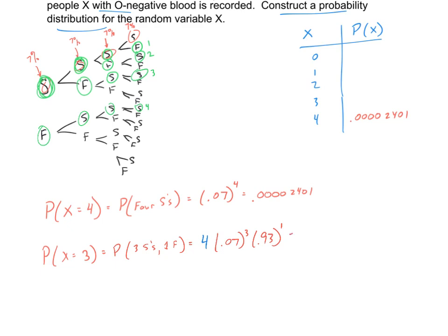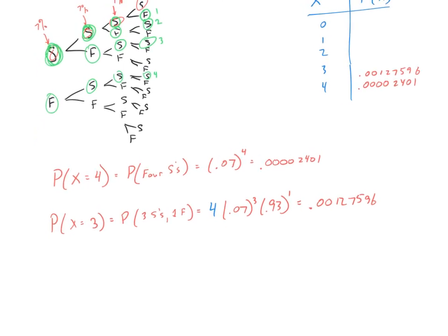Now type that into your calculator, and you get 0.0127596, and that goes right here in my distribution. All right, so we've got 2 out of 5 spots in our distribution filled in. Let's see if we can do this next one a little bit more efficiently.